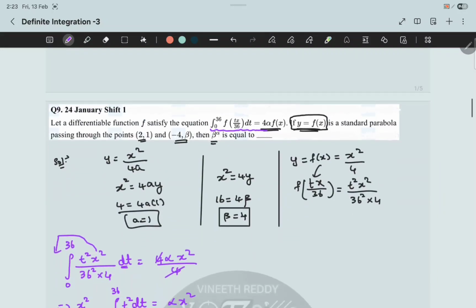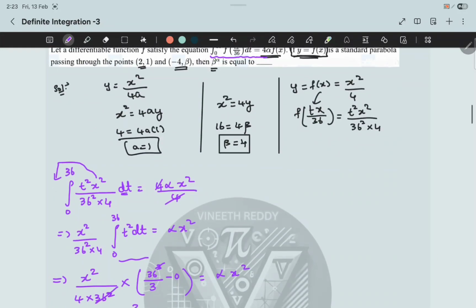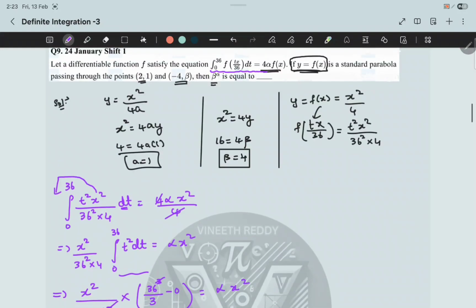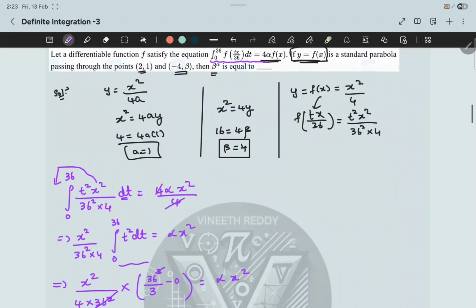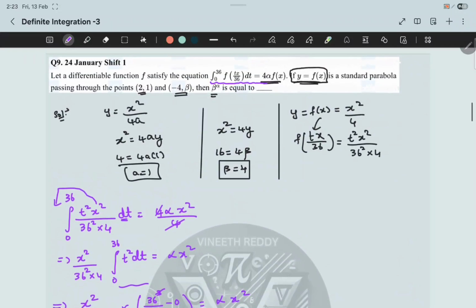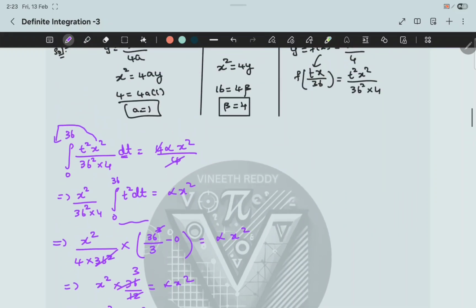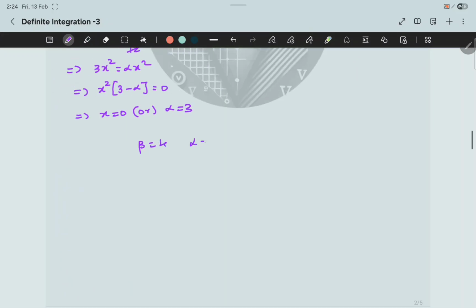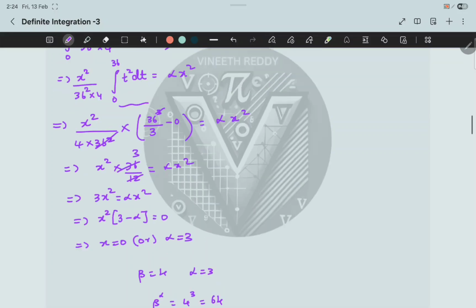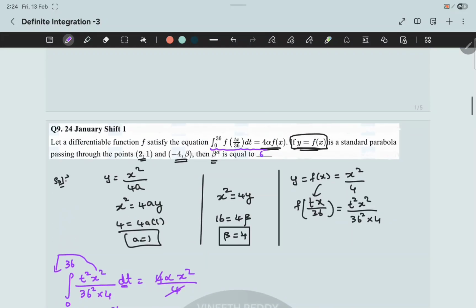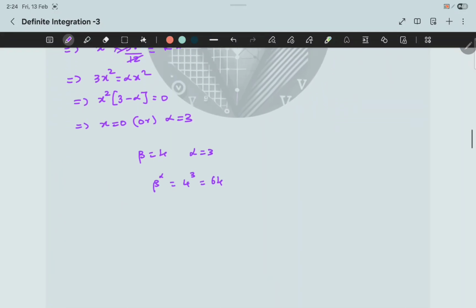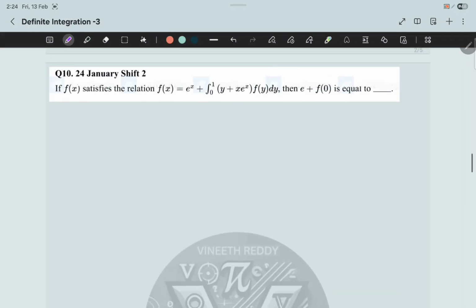If x equals 0, I think y also equals 0. Yes, and that is a point on the parabola, which is the vertex. Ultimately we want the value of beta raised to the power alpha. Beta I think is how much? 4, and alpha is equal to 3. So beta raised to the power alpha should be 4 raised to the power 3, which is 64. Yeah, so 64 should be the answer for this question. Hope you understood this, right? Yes, let us go to the next question.